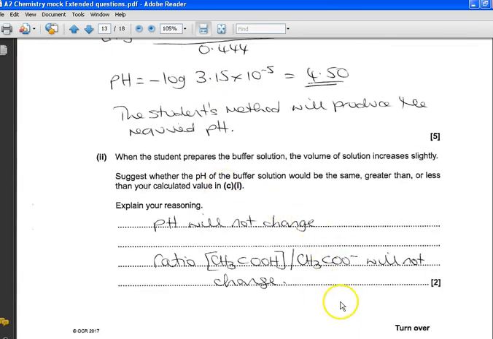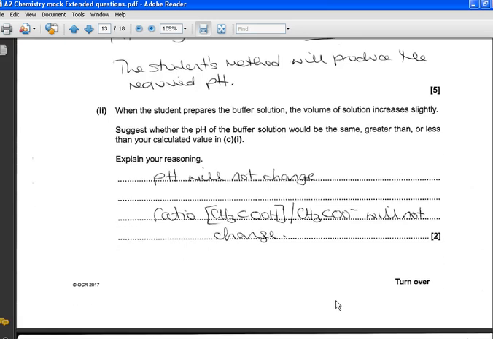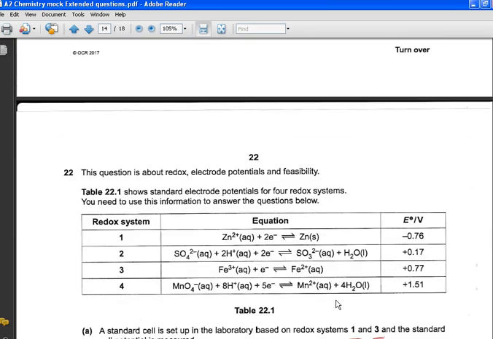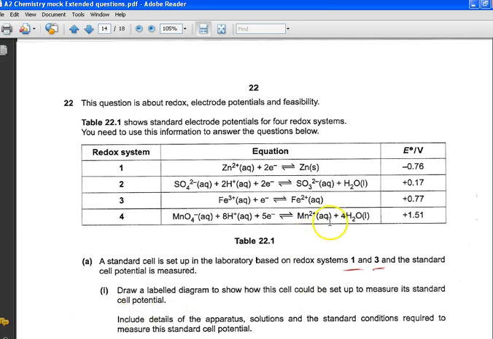Okay, the last question. In the original question, it said that the student ignored the volume and assumed the volume didn't change, but here it's saying the volume did increase slightly, and will that change the pH? There's no reason why the pH would change, because the ratio of your acid to your conjugate base is not going to change. The ratio will stay the same, and that's basically what your pH is measuring.